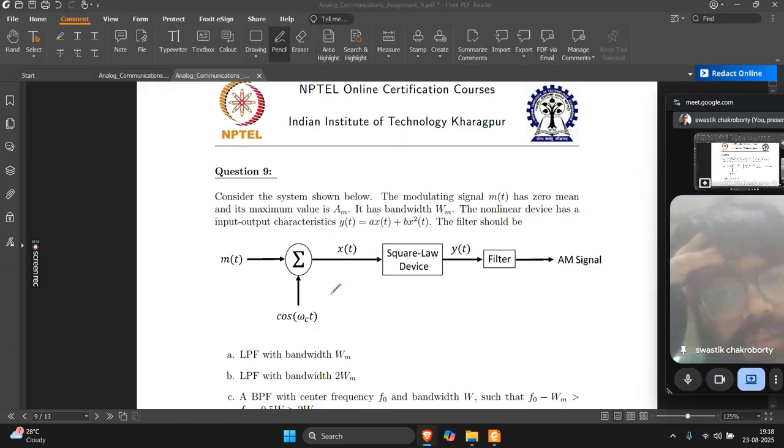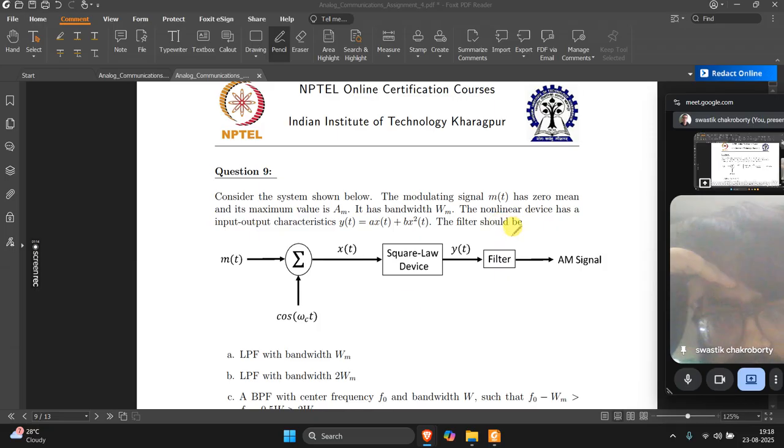Now let's come to question 9. Consider the system shown below. The modulating signal m(t) has a 0 mean and its maximum value is Am. It has bandwidth Wm. The nonlinear device has an input-output characteristic of a x(t) plus b x squared(t), so it is a square law device.